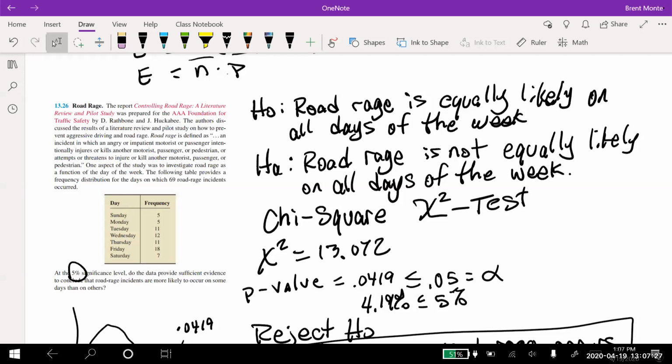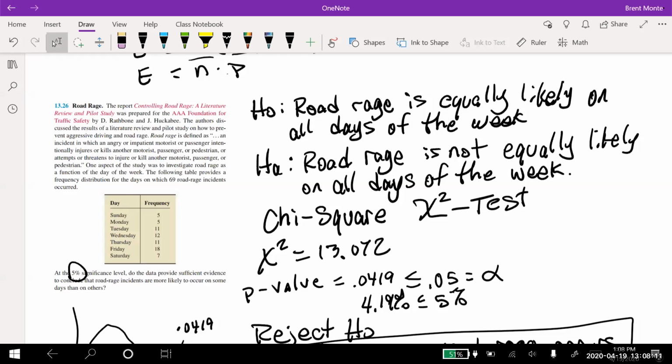Road rage is defined as, quote, an incident in which an angry or impatient motorist or passenger intentionally injures or kills another motorist, passenger, or pedestrian, or attempts or threatens to injure or kill another motorist, passenger, or pedestrian. One aspect of the study was to investigate road rage as a function of the day of the week. The following table provides a frequency distribution for the days on which 16 road rage incidents occurred.